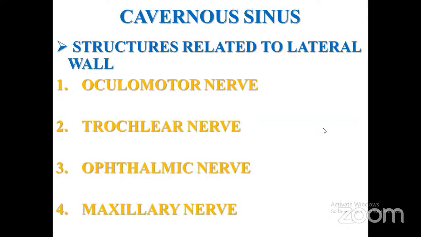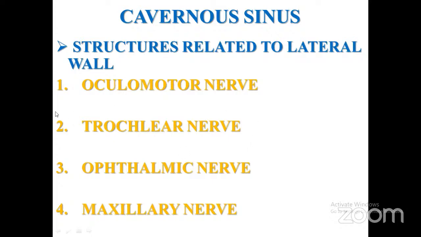So in the lateral wall, you can remember as "MOTor" from below upwards: maxillary nerve, ophthalmic nerve, trochlear nerve, and oculomotor nerve. The maxillary and ophthalmic nerves are divisions of the trigeminal nerve, which are sensory. Oculomotor and trochlear are the motor nerves supplying most of the extraocular muscles. The trochlear nerve supplies the superior oblique. The oculomotor nerve supplies all the extraocular muscles except the lateral rectus, supplied by the abducens nerve, and the superior oblique, supplied by the trochlear nerve.